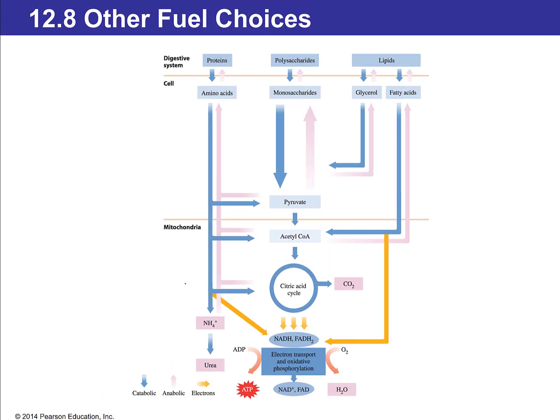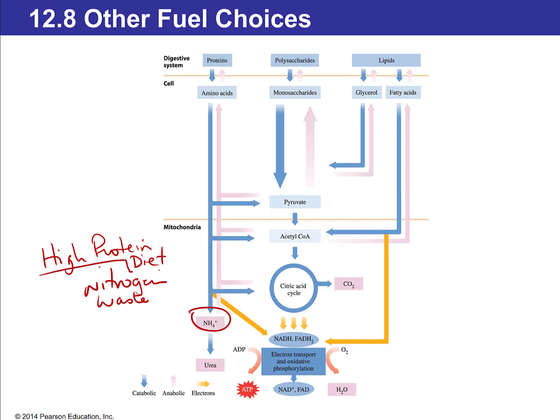So with this one, this nitrogen waste, common with high protein diets, people would be on a high protein diet, especially if they're trying to build muscle, if they're working out, then they're going to need more building blocks to build muscle. But they'll use more of those amino acids for energy too. That's going to increase their nitrogen waste, and this is why you want to increase water intake.